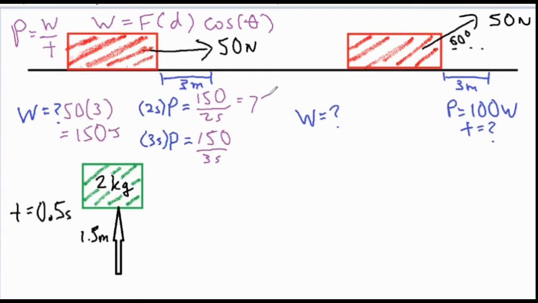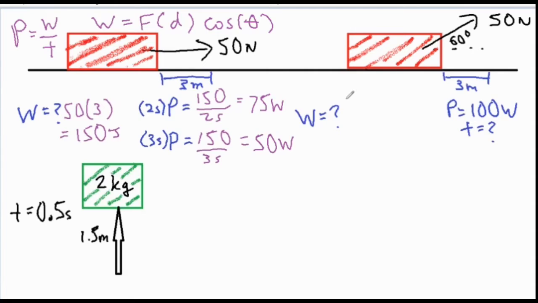150 divided by 2 is going to give you 75 watts. And then 150 divided by 3 is going to give you 50 watts. And watts is also known as joules per second. So it's how much energy is being added to that system per second. Now, if you do that quickly in 2 seconds, then that power rating is going to be a little bit higher. And then if you take a little bit longer, 3 seconds, then that power value is going to be slightly lower. All right, now taking a look at the next case, this one does have an angle.